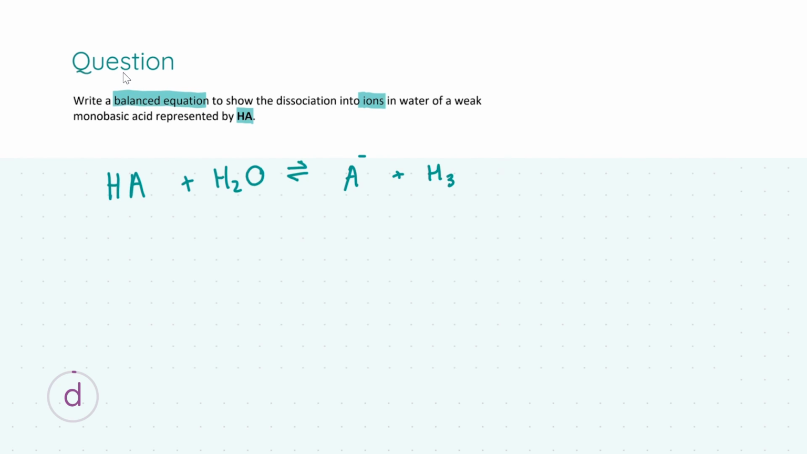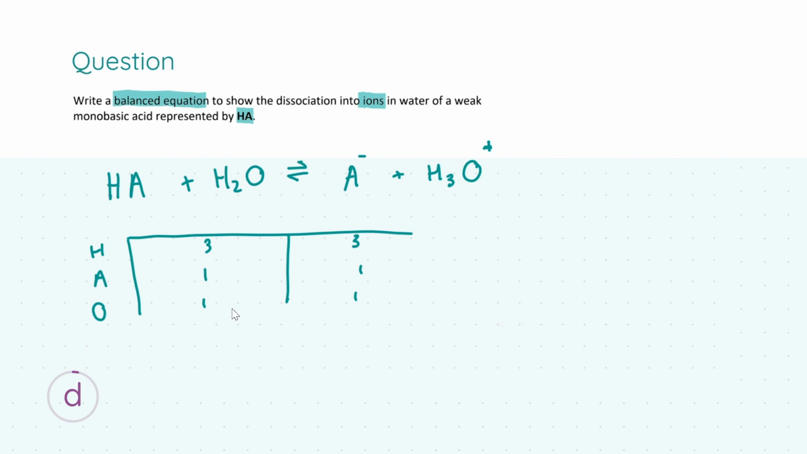And again, just make sure it's balanced. So we just have H, we have A, and we have O. On the right-hand side, we have 3 H's. Left-hand side, we also have 3. A's, we have 1 on either side. And O's, again, we have 1 on either side. So that's all good. So you get 3 marks here for the equation or the formula, and 3 marks here to just make sure it's balanced. So 6 marks altogether.